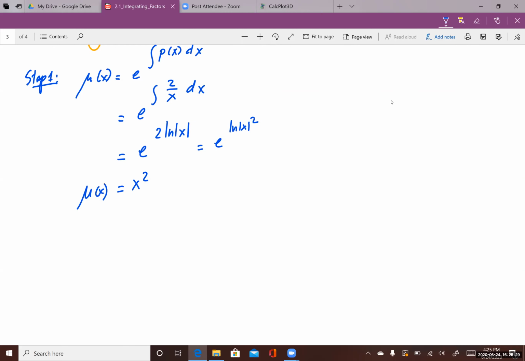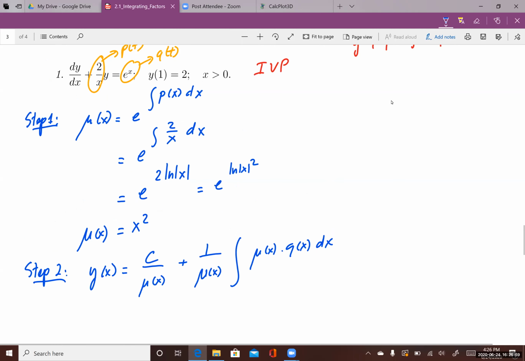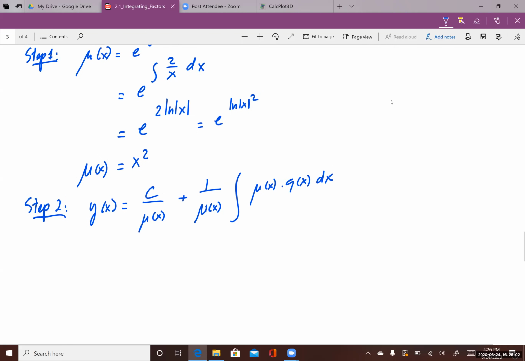Then step 2: you want to find y. y of x equals c over mu of x. I just rewrite the formula now: this is mu of x, and then this is mu of x times q of x dx. Q of x is e to the x, and mu of x is x squared. So we just plug it in, replacing mu with x squared.